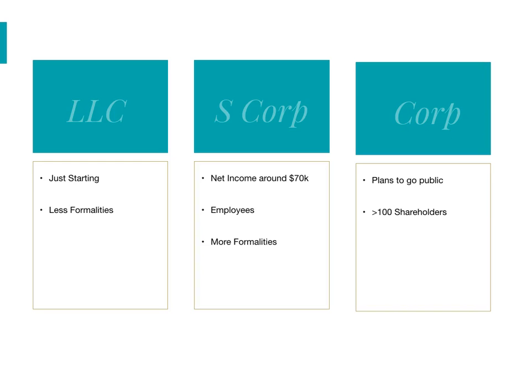And last but not least, the C Corp. That is when you are in the bigger leagues and you plan to go public. You have a lot of shareholders that you want to be able to have. And on top of that, depending on your situation, you can actually pay less taxes because the corporate tax rate is 21% right now, and that's lower than some of the higher individual income tax brackets.